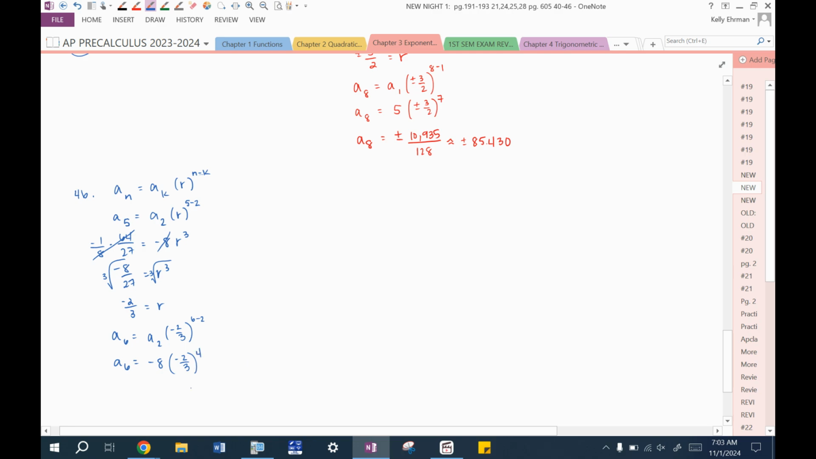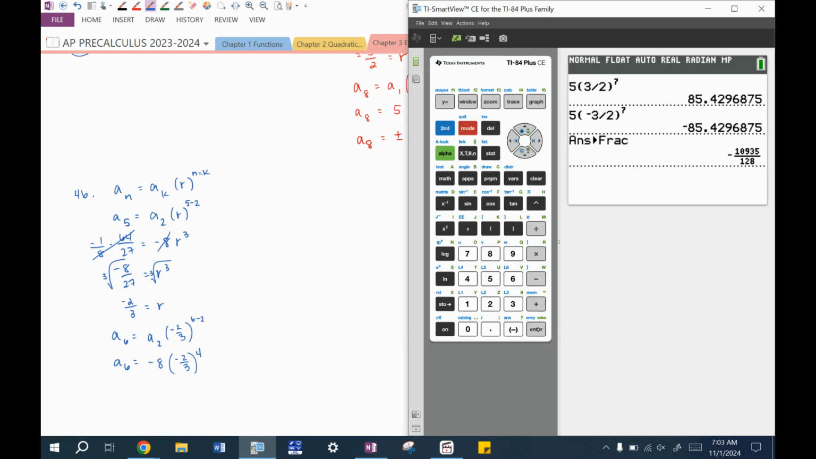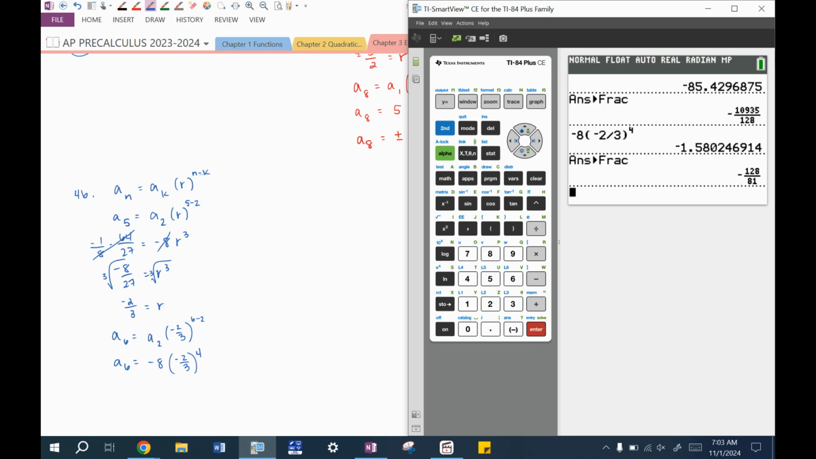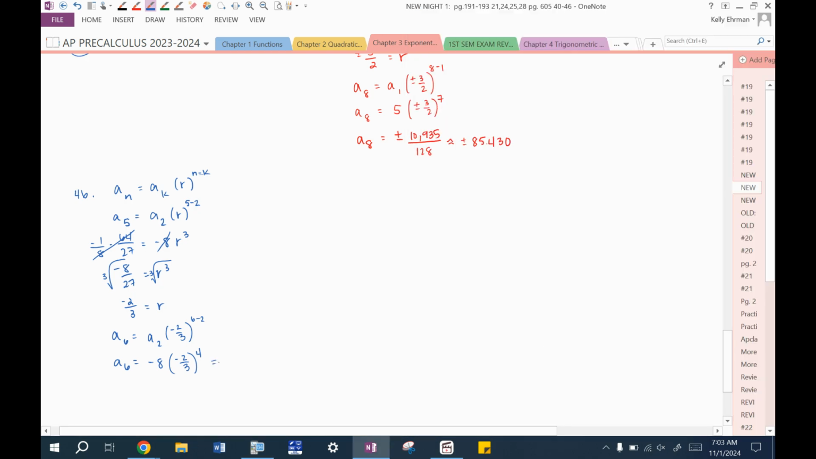All right, so this is negative 8 times negative 2/3 raised to the fourth power. Oops, I did something wrong here. Change that to a fraction. Negative 128 over 81.